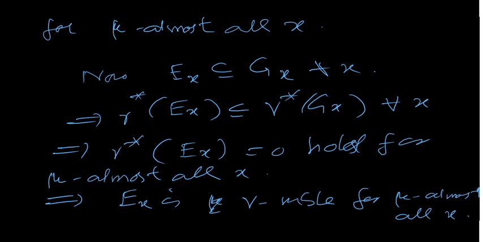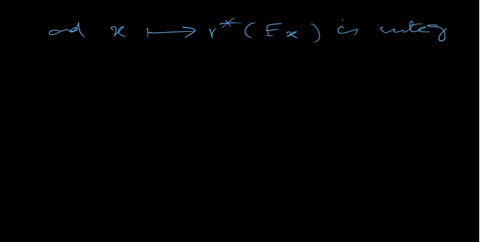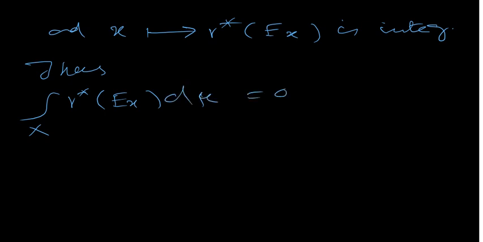And not only this, it's also integrable. Nu star of Ex is integrable, in fact. And the function which maps x onto nu star of Ex is integrable, because it's a 0 function. Let's find this integral over X of nu star of Ex d mu x. It's equal to 0, which is equal to, because it is a zero function, mu cross nu star of E. So therefore the result holds in this case also.